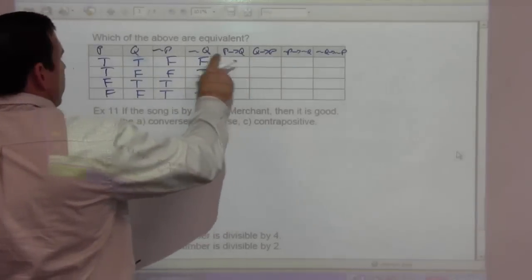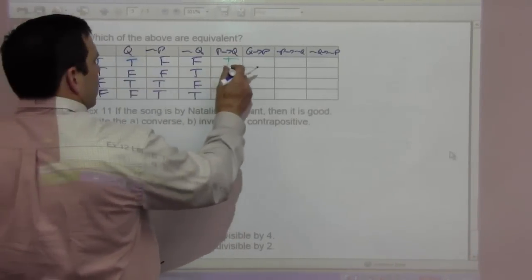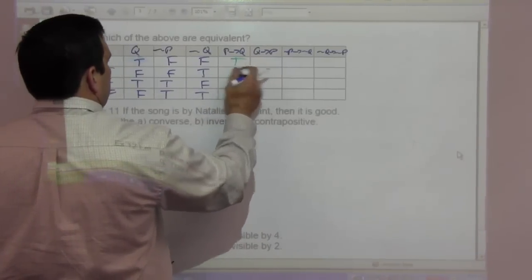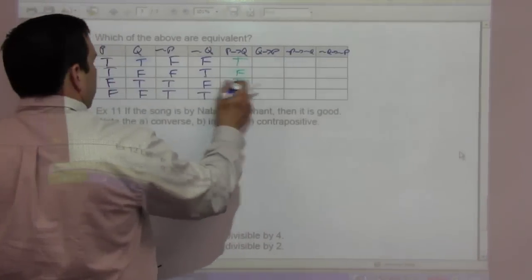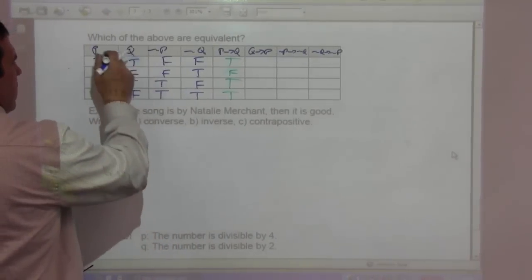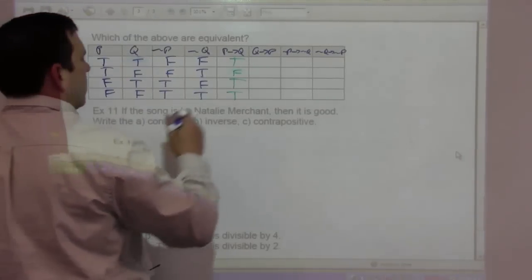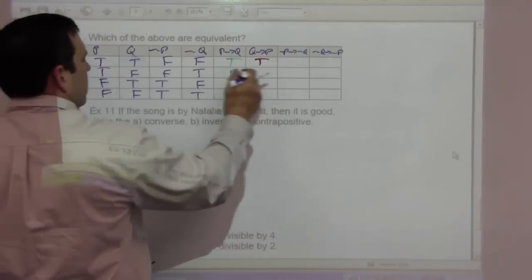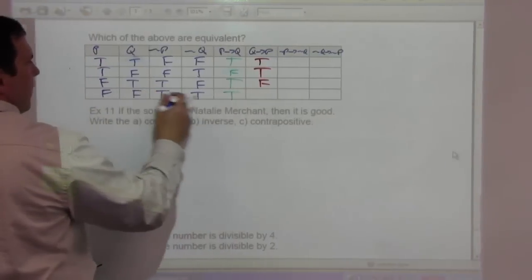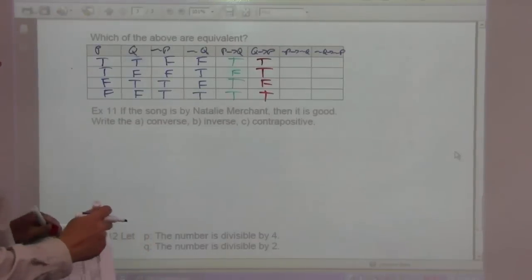So if P then Q: true then true is true. True then true is true. True then false is false. False then true is true. False then false is true. If Q then P: true then true is true. If false then true is true. If true then false is false. If false then false is true. So these two are not the same because of the two in the middle.